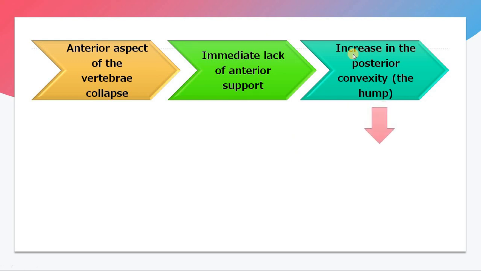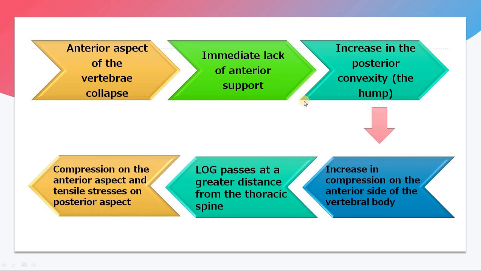Then there is an increase in the compression on the anterior aspect of the vertebral bodies because of the collapse. So the LOG passes at a greater distance from the thoracic spine and the gravitational moment arm increases. This results in increased compression on the anterior aspect of the vertebral bodies and the anterior annulus, and the posterior aspect is subjected to tensile forces in the fibers of the posterior annulus and the apophyseal joint capsule. I hope it made sense, and I hope you understand why the Dowager's hump deformity is formed.